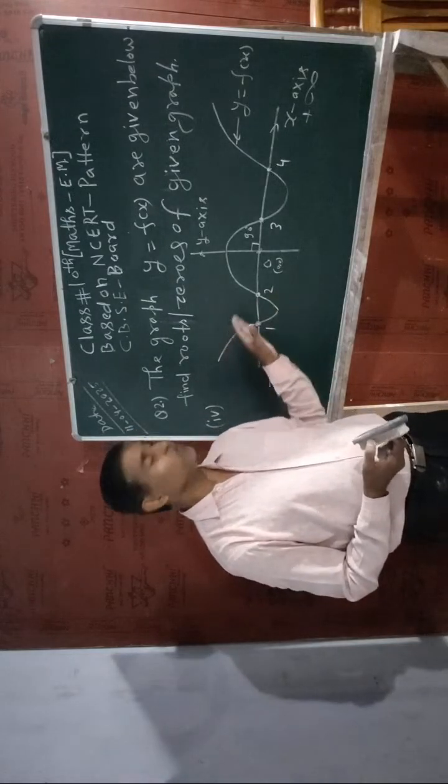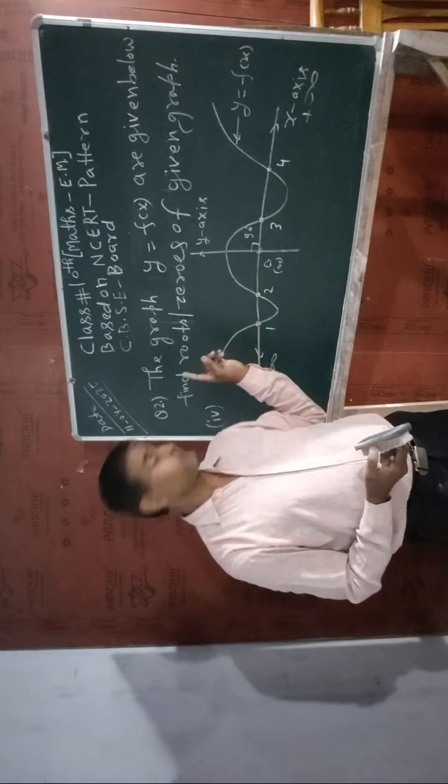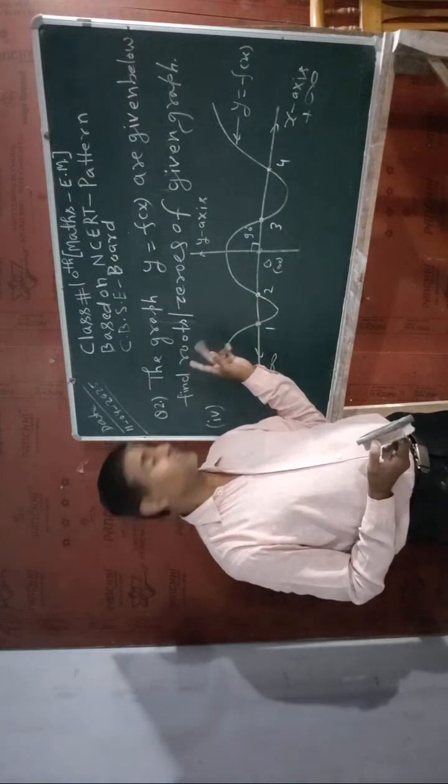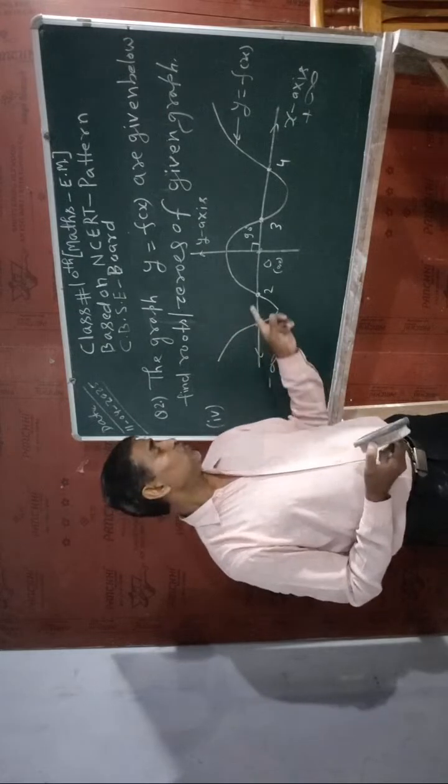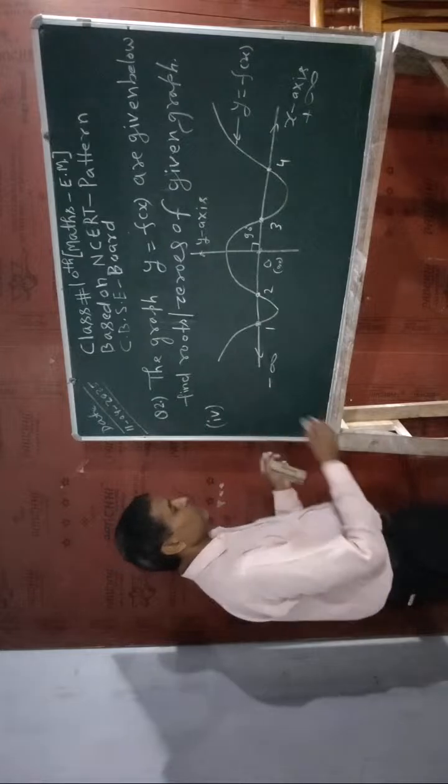If the curve does not intersect, that is example number 1. If the curve does not intersect the x-axis, there will be no zero value. Okay, student. So here I will write this.